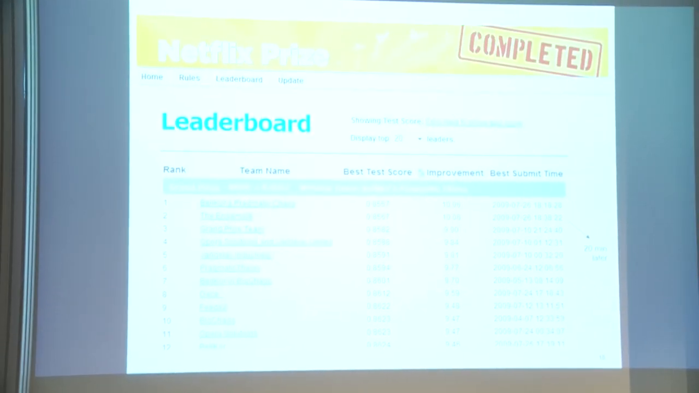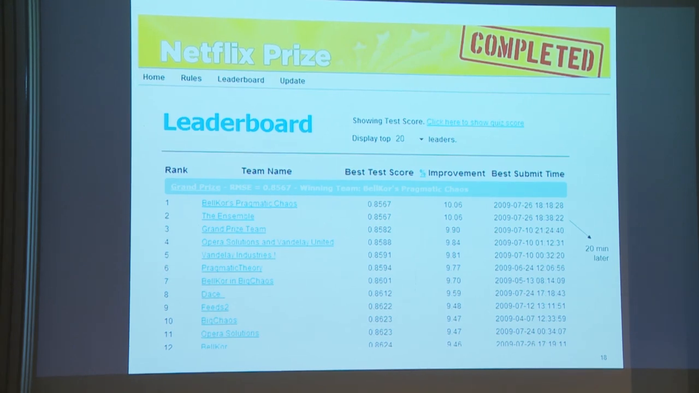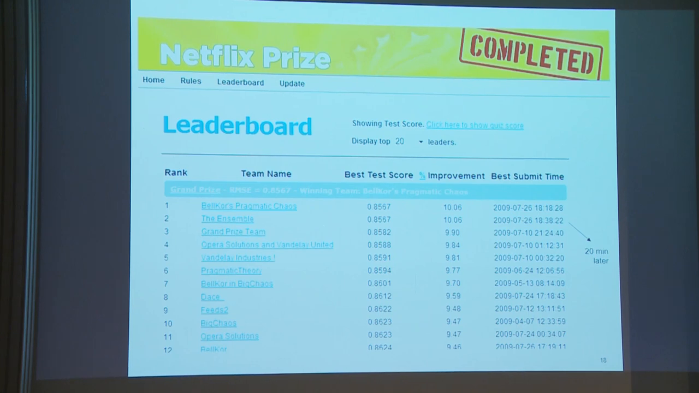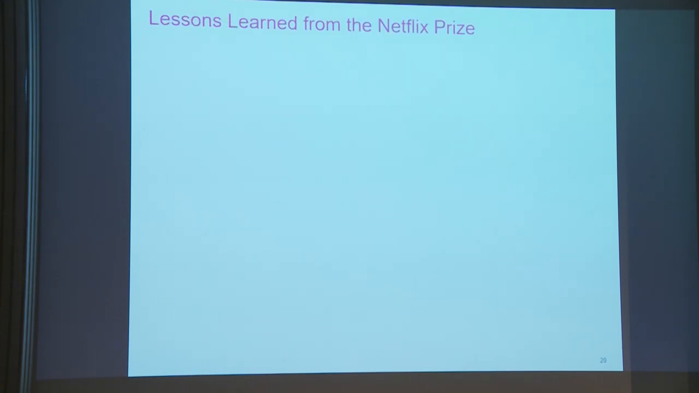But then 20 minutes later, another team succeeded to break this threshold, the team called Ensemble. You can see only 20 minutes between these two teams. Both of them succeeded to reach this threshold almost at the same time. There was a bit of a dispute, but eventually the first team got the prize of $1 million. Anyway, there are several lessons that have been learned from this Netflix prize.